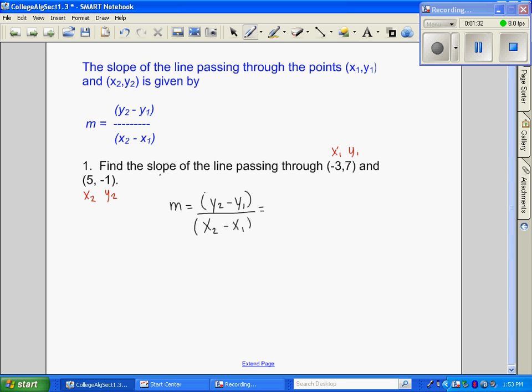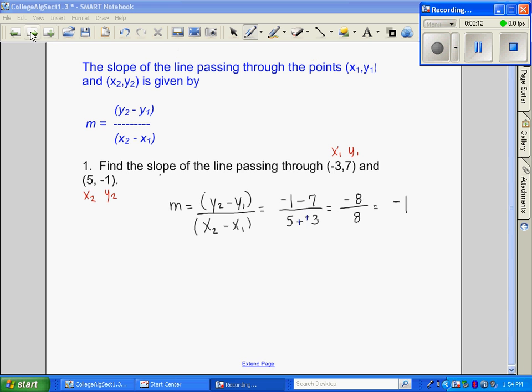We take our formula, m equals y2 minus y1 over x2 minus x1, and substitute those values in. y2 is negative 1 minus y1 is 7, over x2 is 5 minus x1 is negative 3. When you have minus and negative, we add the inverse and continue to simplify across. Negative 1 minus 7 is negative 8. 5 plus 3 is positive 8. Negative 8 divided by 8 is 1. So we have a slope of 1.